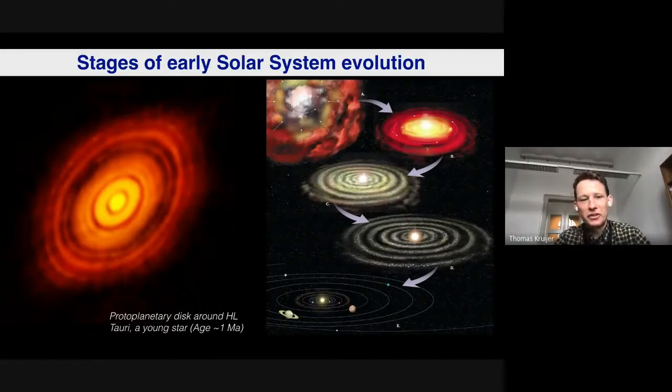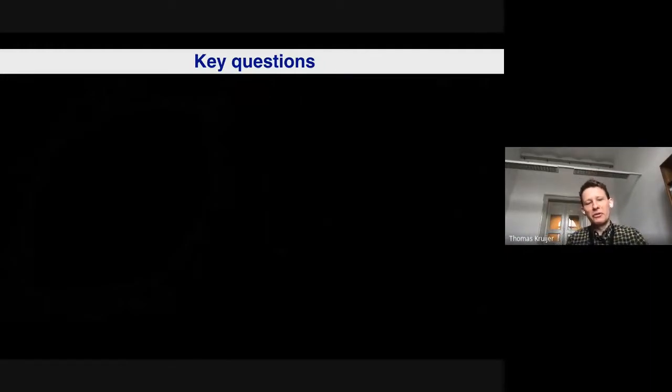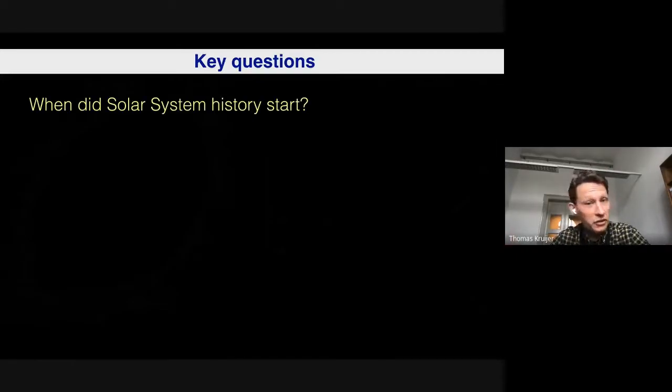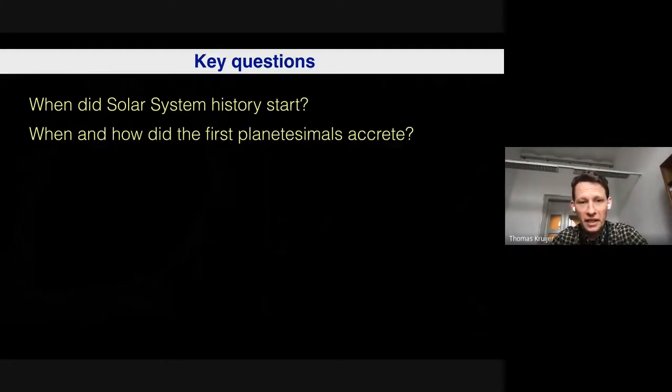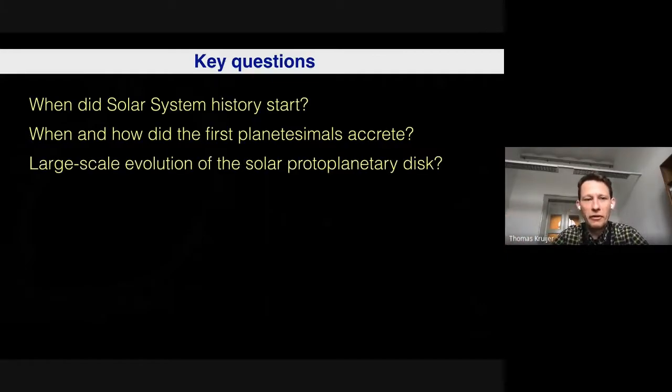But this is a general framework which we think is more or less correct. At the same time, there are still a lot of open questions, and there's a lot of research going on in disentangling the exact processes and events that happened in these stages. Also, there are a lot of questions about how quickly all of this happens. In this talk, I would like to focus on 4 key questions that are important from my point of view. The first is, when did solar system history start? The second is, when and how did the first planetesimals accrete, so the first small bodies? The third is, how did the large-scale evolution of the solar protoplanetary disk look?